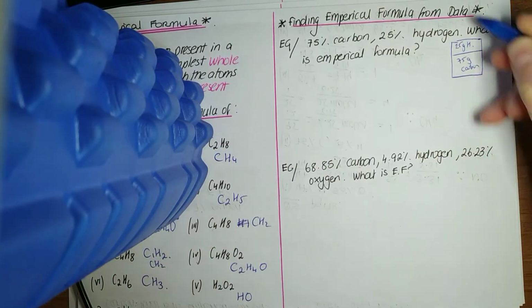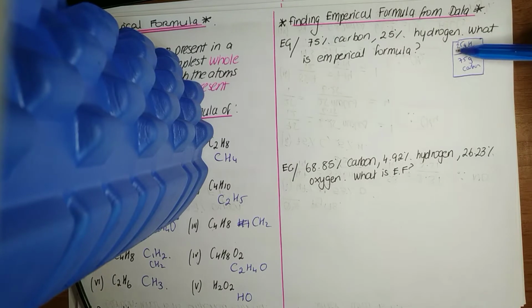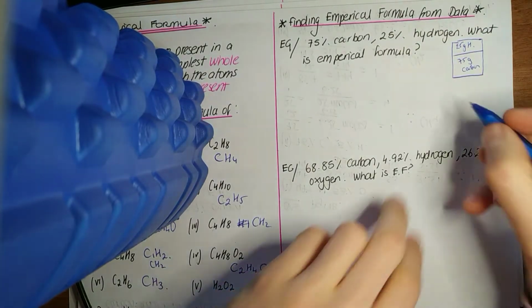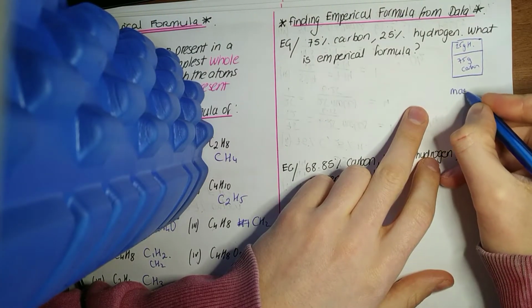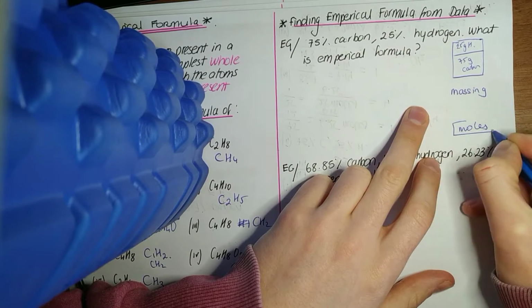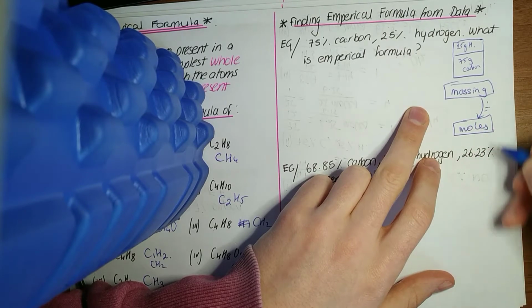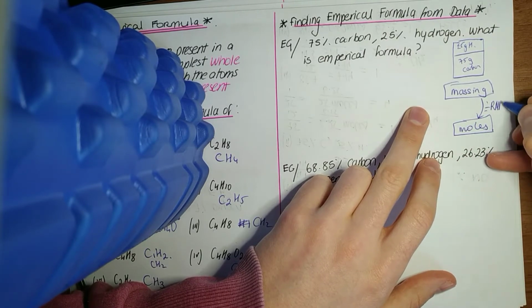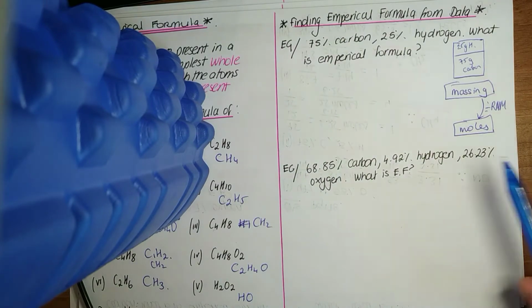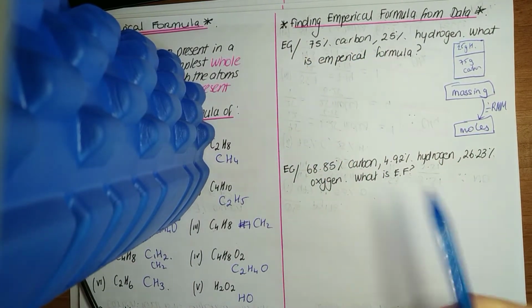Now the reason we're doing that, why do we want grams? We want grams because we can go back to moles. Think of a mole triangle: mass in grams, moles. How do we always go back to moles? We divide by the relative molecular mass if it's a compound, or divide by the mass number. So we're going to find the number of moles of each of these.